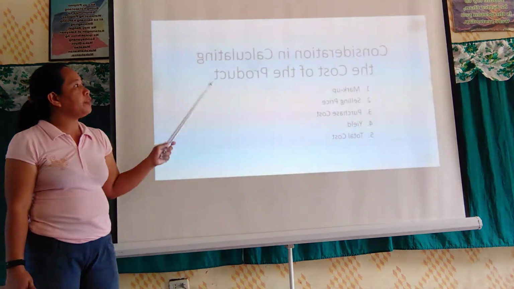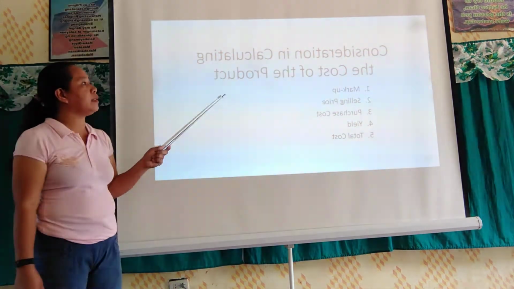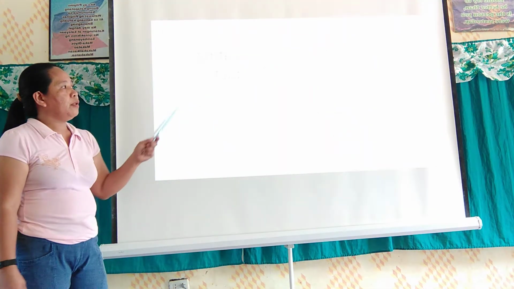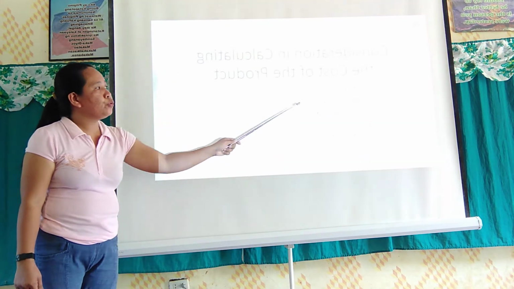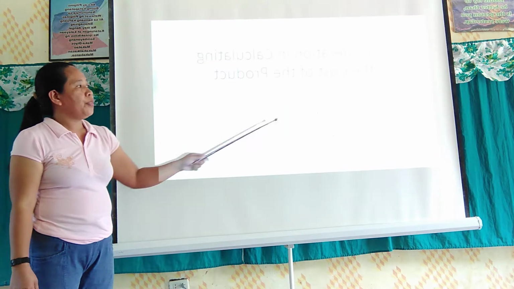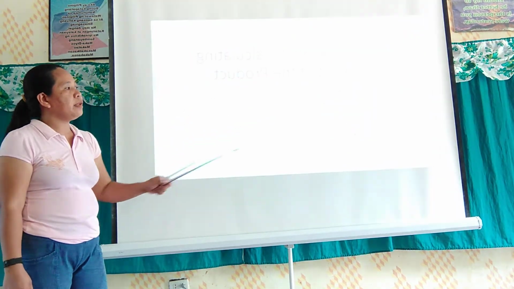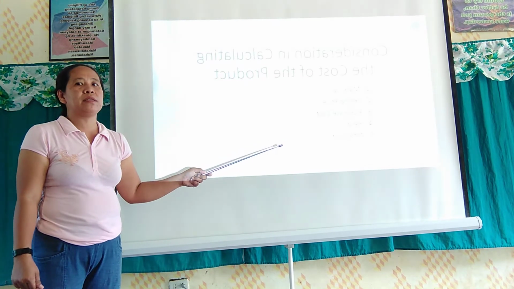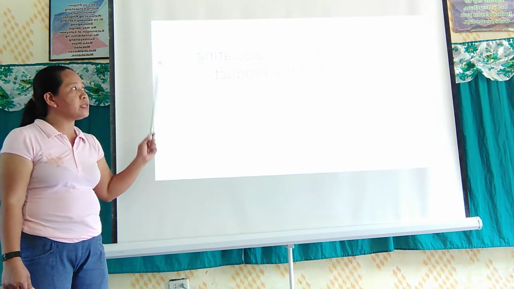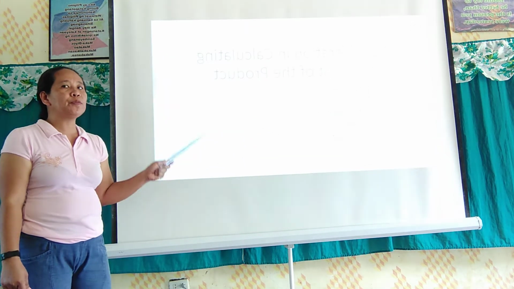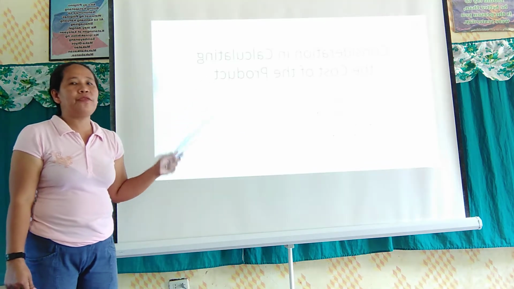These are the things to be considered in calculating the cost of production: 1. Markup. 2. Selling price. 3. Purchase cost. 4. Yield. And the last one is the total cost. For you to understand all these considerations, I have to define each one of them.